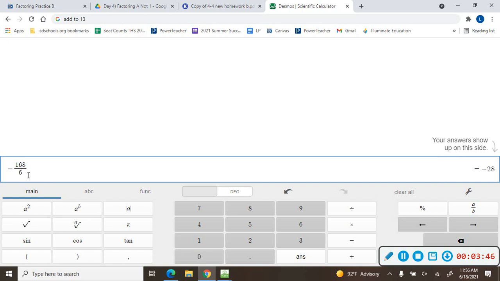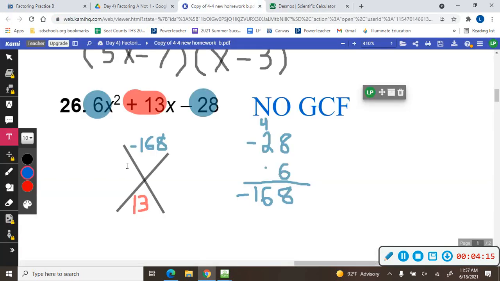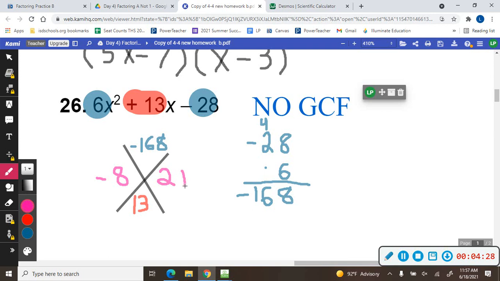6 and negative 28 make negative 22. 7? Negative 24 plus 7 would be negative 17. We're getting super close. 8. Negative 21 plus 8 would be negative 13. So if I were to change this to negative 8, then I would get my plus 21. So negative 8 plus 21 is 13. So I just found my two numbers are negative 8 and 21. So I encourage you to use a calculator for numbers that are kind of larger and harder to find.